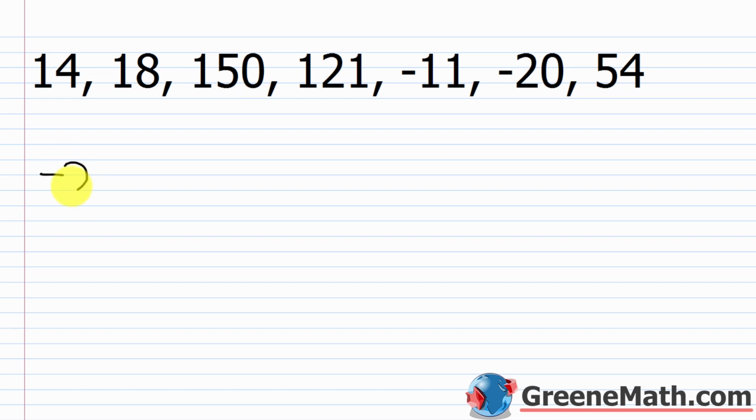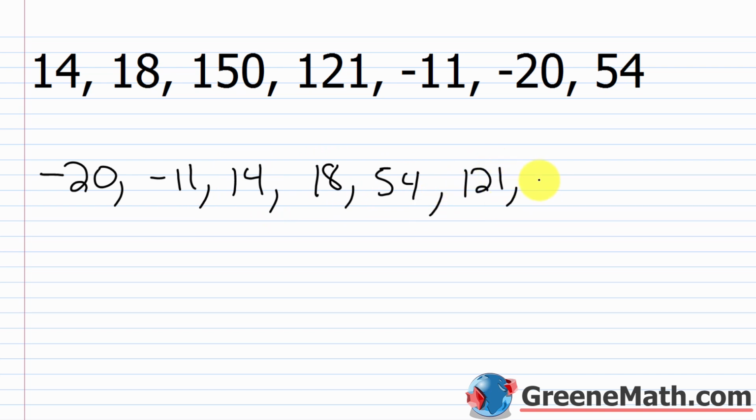So negative 20 is the smallest. Negative 11 is the next smallest. Then we'd have 14, 18, 54, 121, and then 150. And I have 1, 2, 3, 4, 5, 6, 7 numbers, so we have an odd number of numbers. So this is very, very simple. The median is just the middle number, and that's 18.